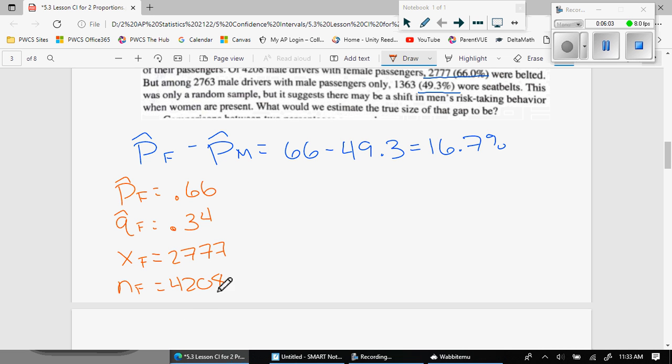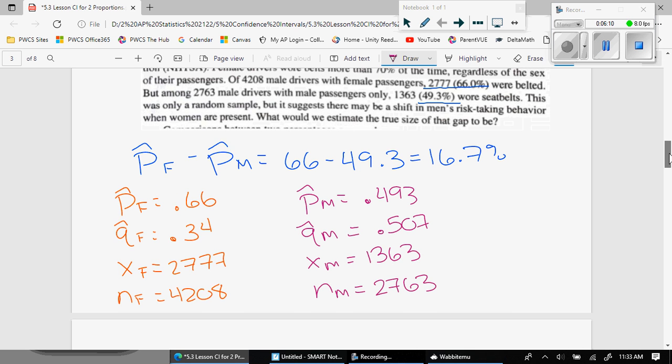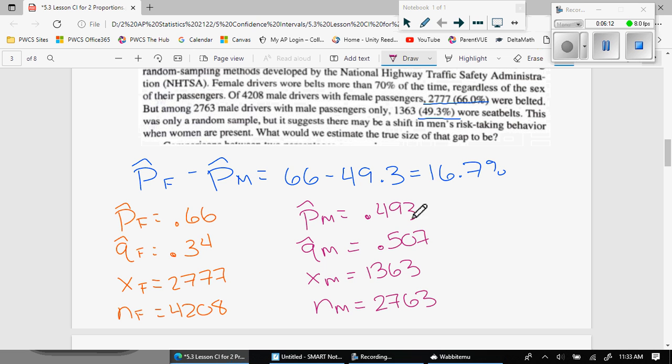I'm gonna pause quick and document that for a male passenger, and then I'll talk. So again, I grabbed all of that from the problem. I'm getting my q-hats by subtracting my p-hats from 1. We were given our x's, we were given our sample sizes, n's, and so it's good to document all this stuff so that we can use it in our calculation.